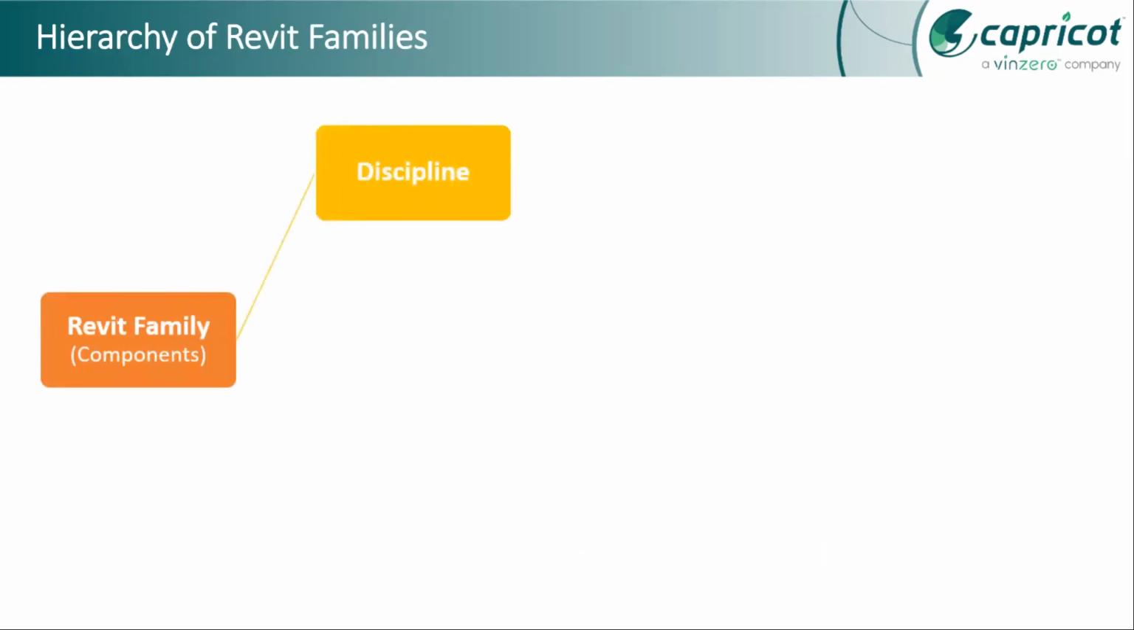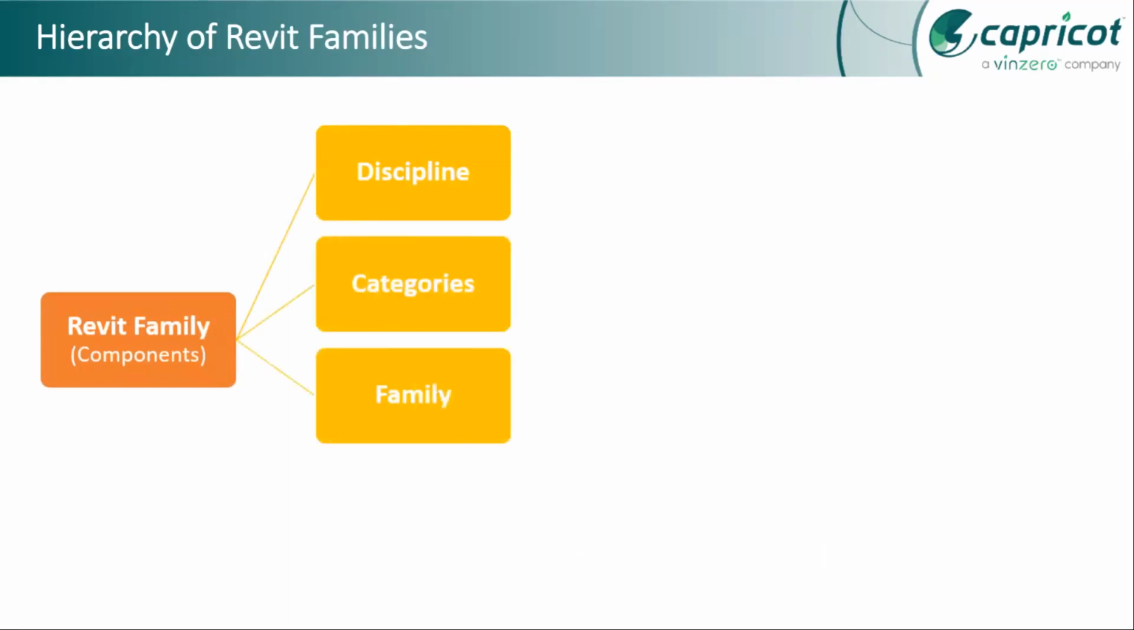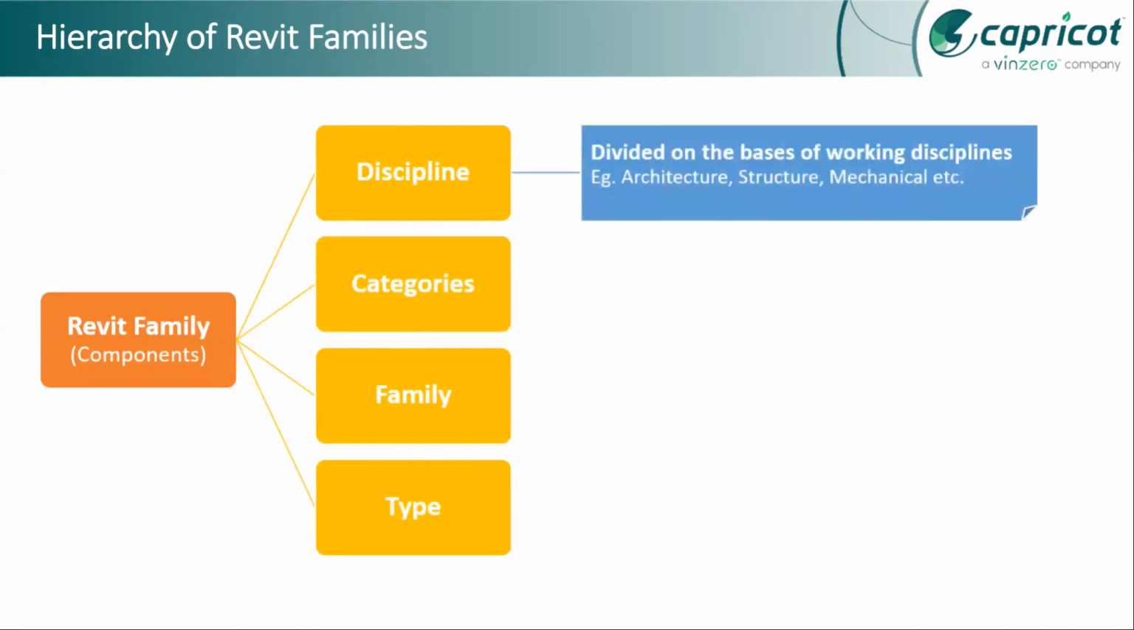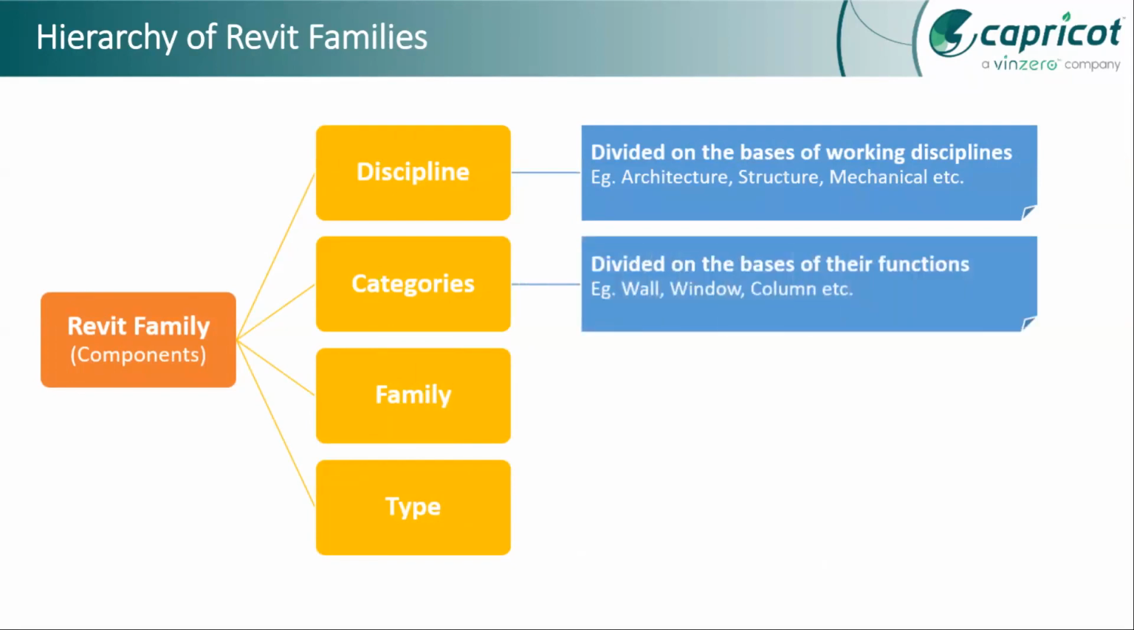Hierarchy of Revit families. In the hierarchy, we have the Revit family, the components, the discipline, then the categories, the families, and then the type. When we talk about discipline, it is the different disciplines of a project. It can be architecture, or structure, or mechanical. So there are different disciplines available here.